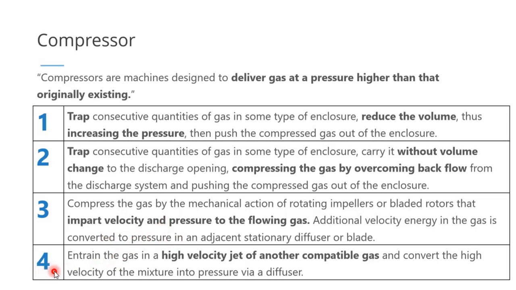Sa number 4, entrain the gas in a high velocity jet of another compatible gas and convert the high velocity of the mixture into pressure via a diffuser. So, same lang sa number 3. Pero dito, gumagamit ng another gas.